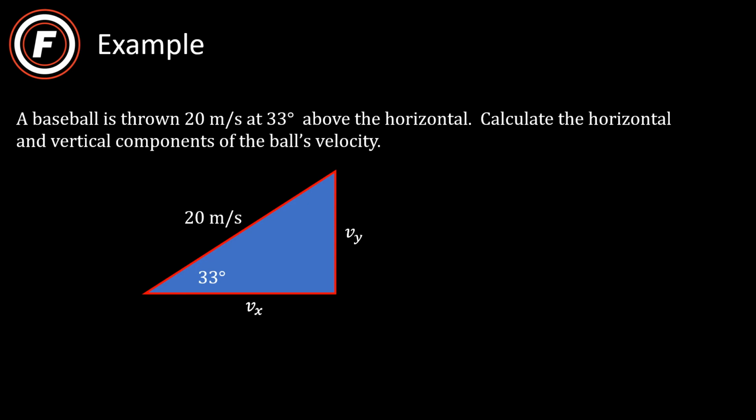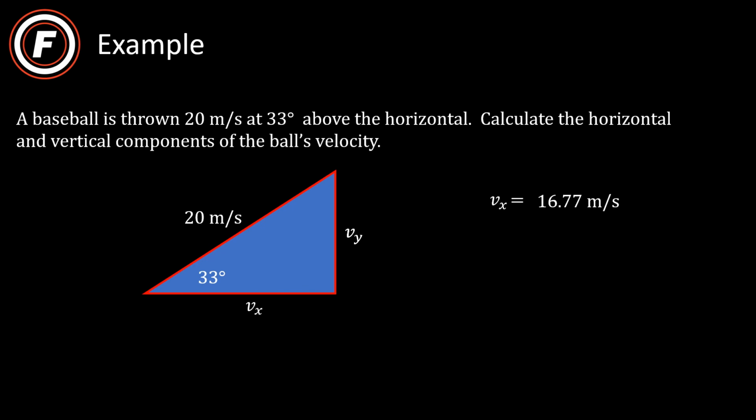Now, consider the cosine of theta. By definition, cosine theta is the ratio of the adjacent leg to the hypotenuse. Using our triangle, the adjacent leg is Vx and the hypotenuse is 20 meters per second. Theta is 33 degrees. Multiplying cosine 33 degrees by 20 meters per second, with the aid of a calculator, to solve for Vx gives 16.77 meters per second.